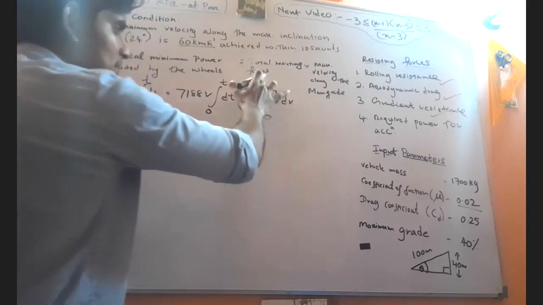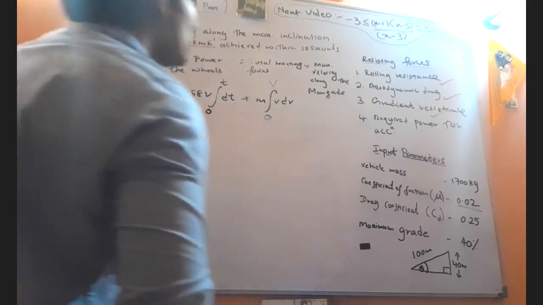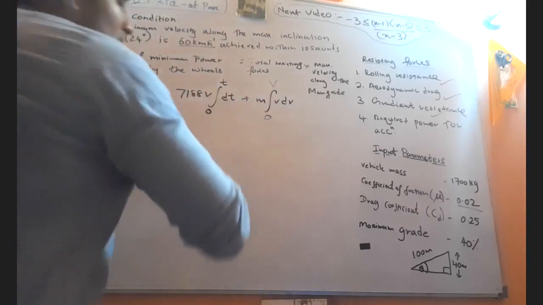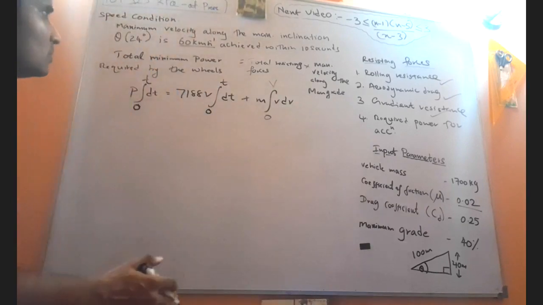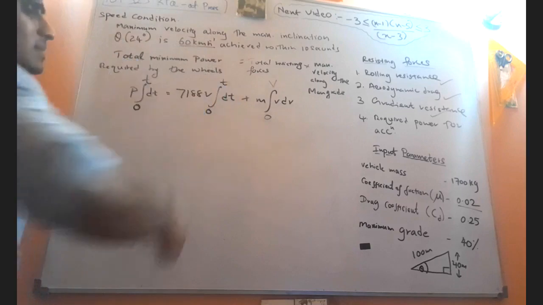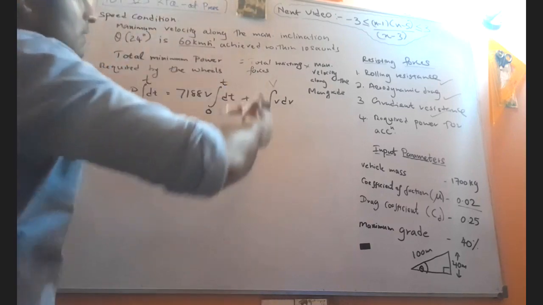So the upper limit is a velocity, right? Write v here. Now you have to be very careful. Let me tell you why. Because now we know that the maximum velocity is 60 kilometers per hour, and that is attained within 10 seconds.